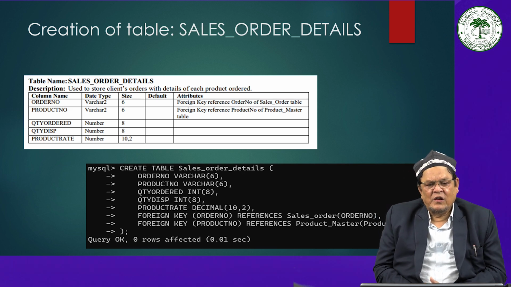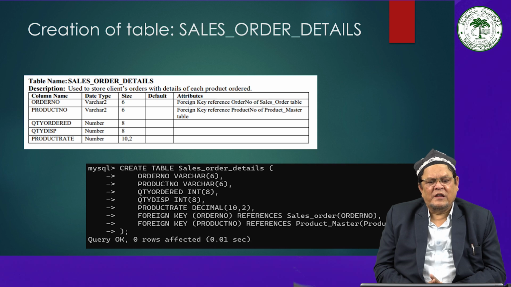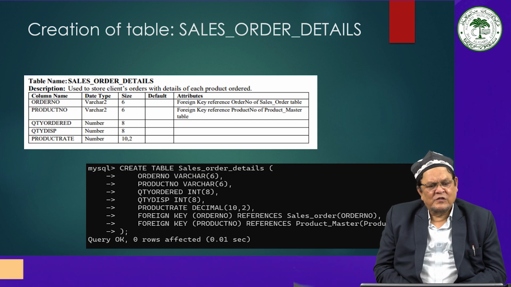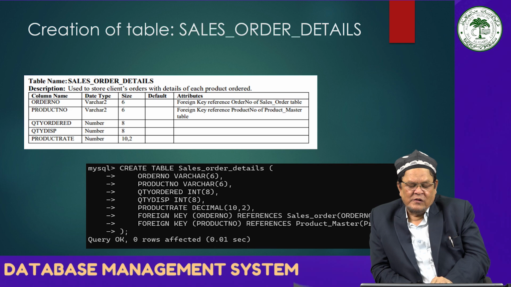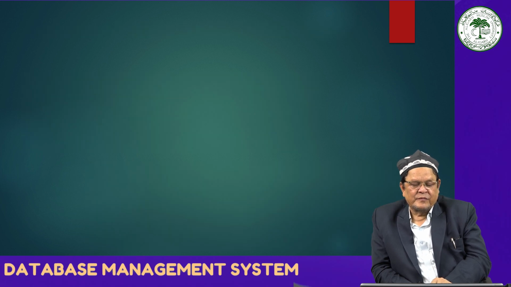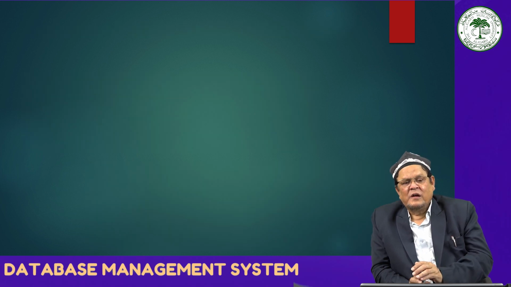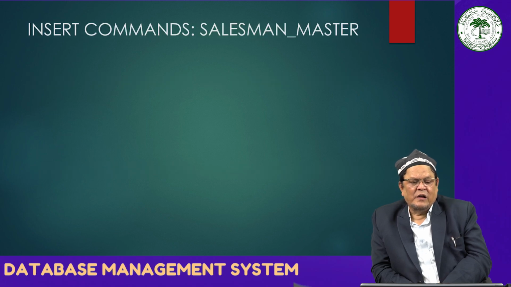So foreign key order number references sales order, and order number. Then the next is foreign key product number references product master, for that the attribute is product number. When you press enter, it will display the query OK on the screen. It means you have created it correctly. So these are the 3 tables you have created by command. Hope you understand and you can do it easily.